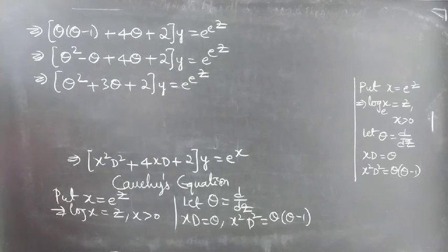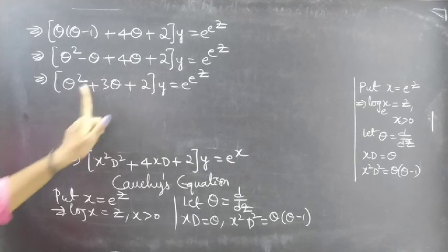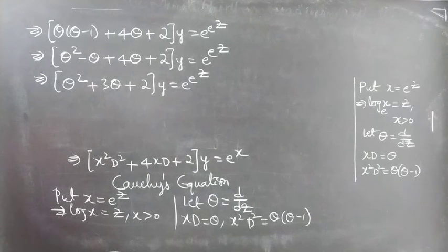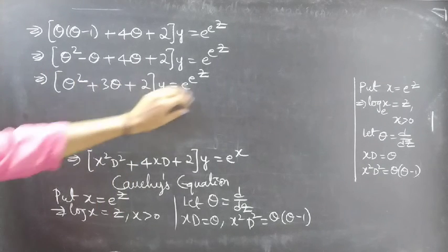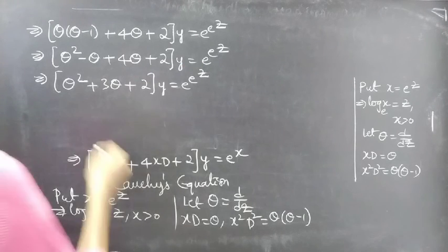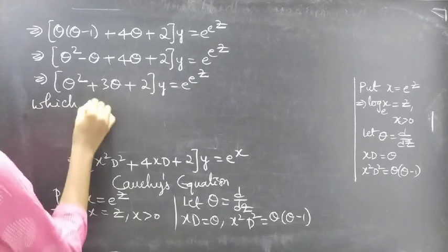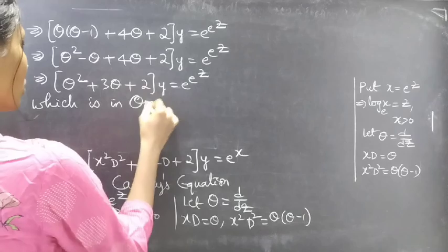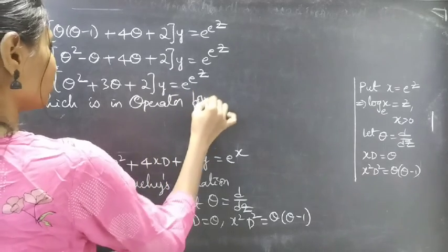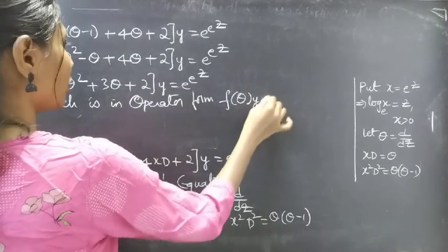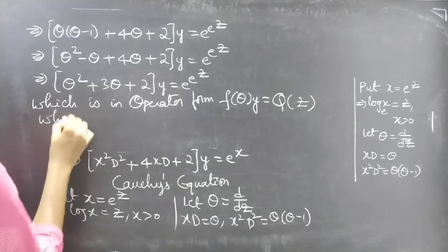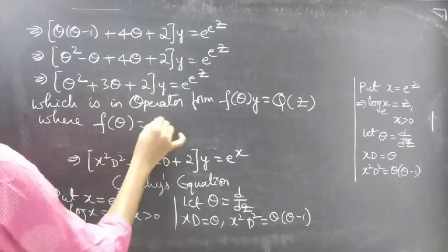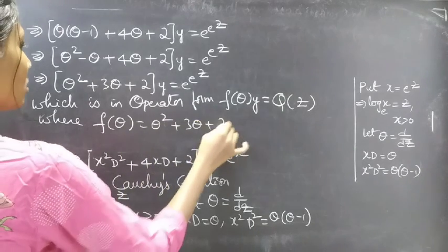So we have reduced the given differential equation to a differential equation with constant coefficients, right? And also this in operator form f of theta into y equals to some function of z, right? Which is in operator form f of theta into y equals to some function of z, where f of theta equal to theta square plus 3 theta plus 2.